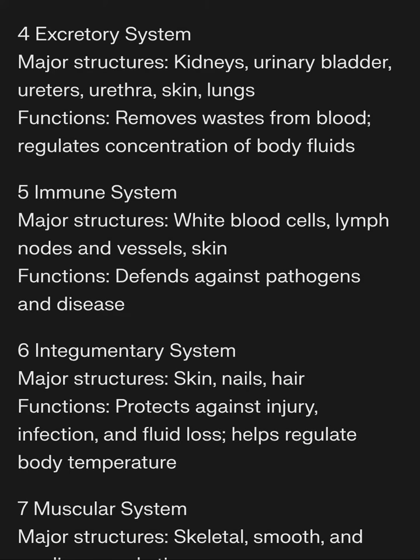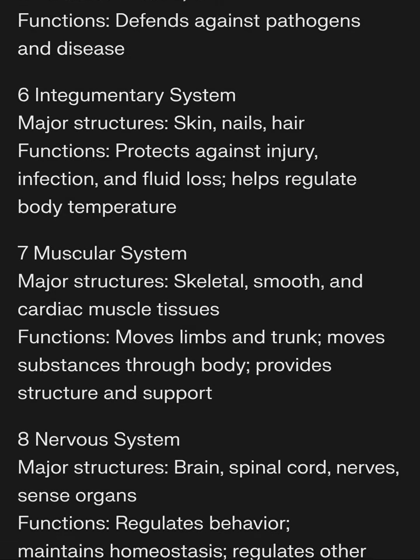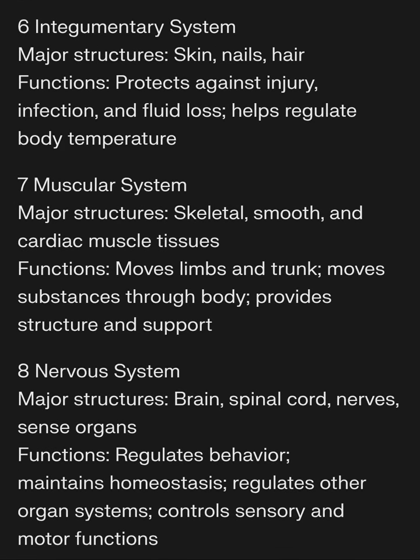5. Immune system. Major structures: white blood cells, lymph nodes and vessels. Skin functions: defends against pathogens and disease. 6. Integumentary system. Major structures: skin, nails, hair. Functions: protects against injury, infection, and fluid loss. Helps regulate body temperature.